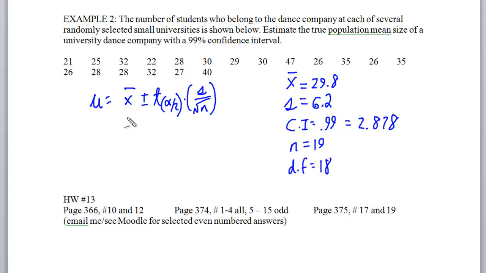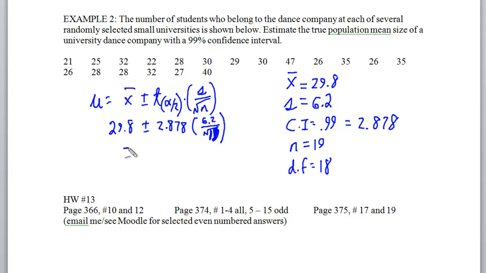So let me go through this quickly here. You may want to pause it now to see if you can do the work and then come back and check it out. Okay, 29.8 plus or minus 2.878 multiplied by 6.2, which is our standard deviation of our small sample, divided by the square root of 19. Oops, I made that mistake that I was worried that you would make. Don't divide by the degrees of freedom. Divide by the sample size. And yes, that's a 19. Sorry, my drawing program doesn't have an eraser.